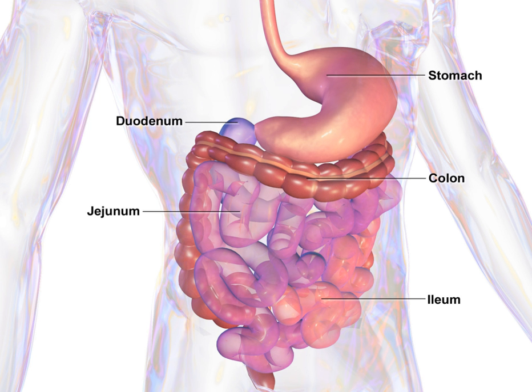Capsule endoscopy is where a capsule containing a camera is swallowed in order to examine the tract. Biopsies may also be taken when examined. An abdominal X-ray may be used to examine the lower gastrointestinal tract.